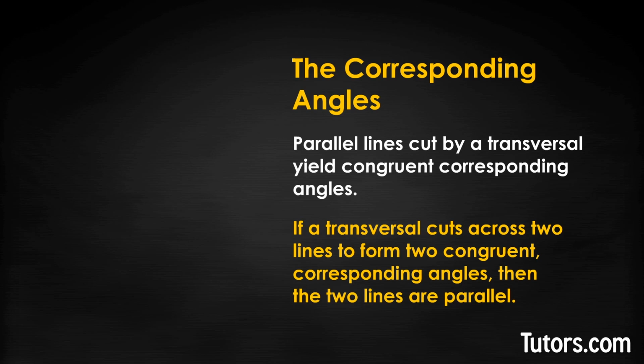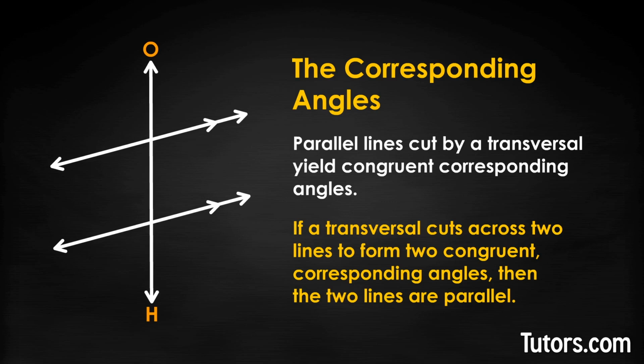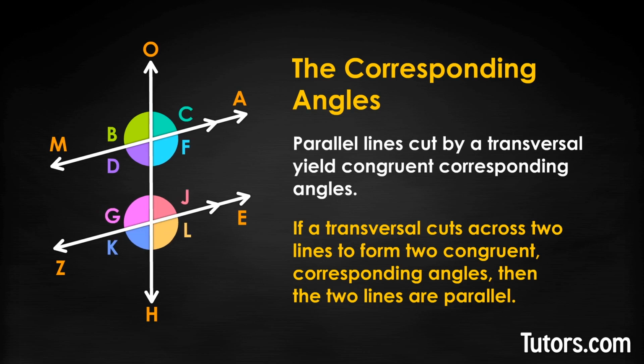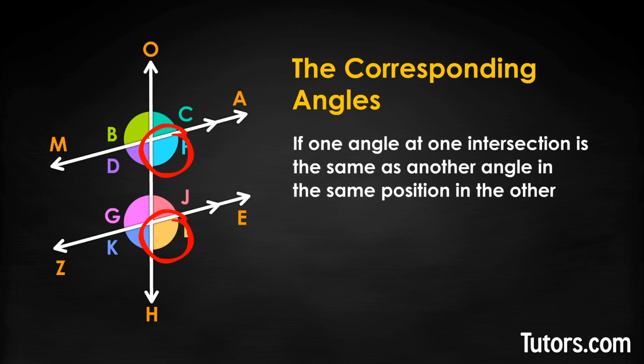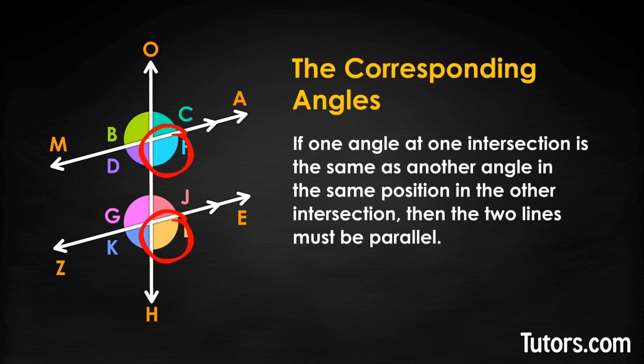To know if we have two corresponding angles that are congruent, we need to know what corresponding angles are. In our drawing, transversal OH sliced through lines MA and ZE, leaving behind 8 angles. Each slicing created an intersection. If one angle at an intersection is the same as another angle in the same position in the other intersection, then the two lines must be parallel.